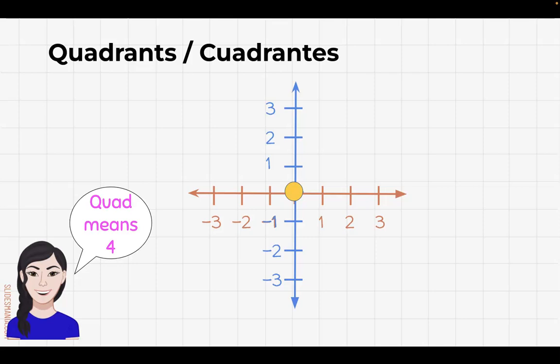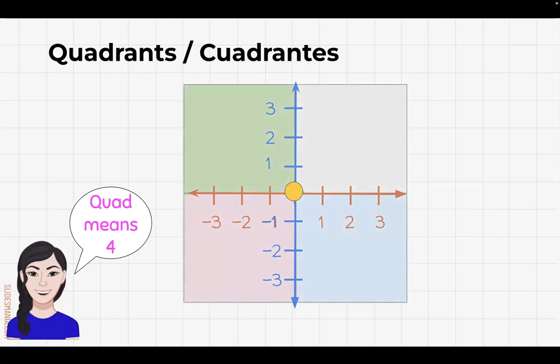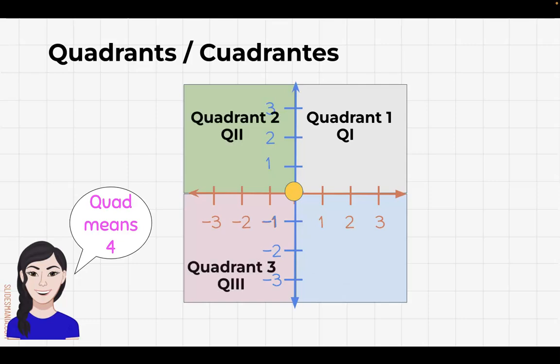Now the coordinate plane has 4 parts. They are called quadrants. So we always start from the top right, and we count like a C. So you have quadrant 1, quadrant 2, quadrant 3, and quadrant 4.